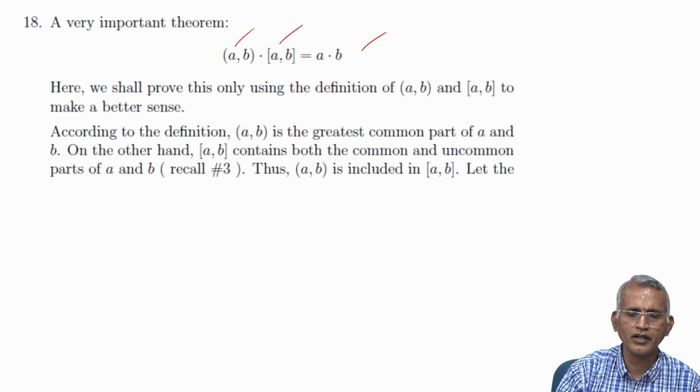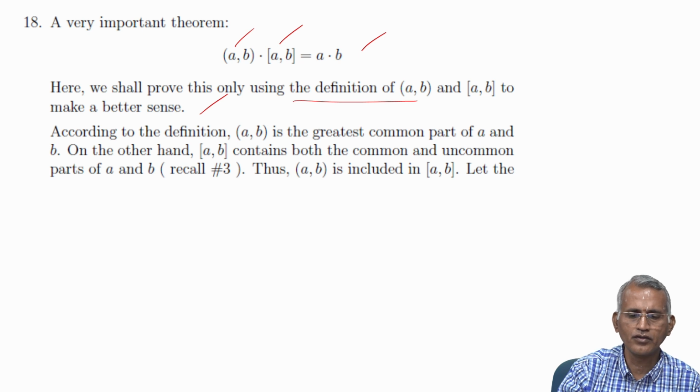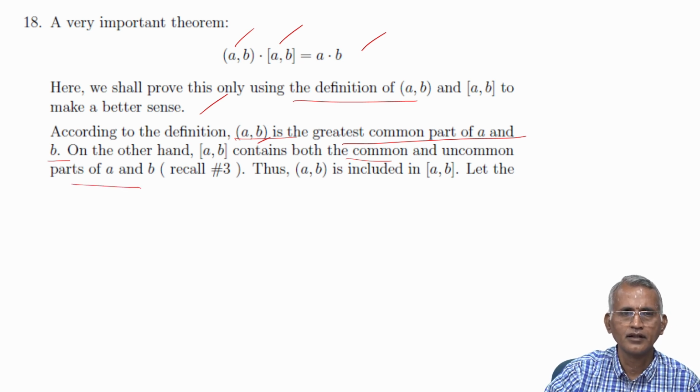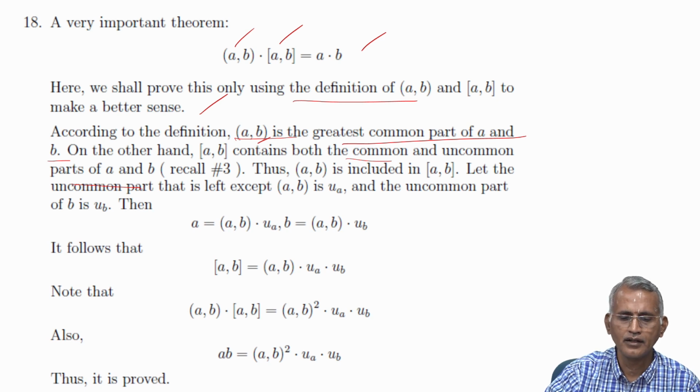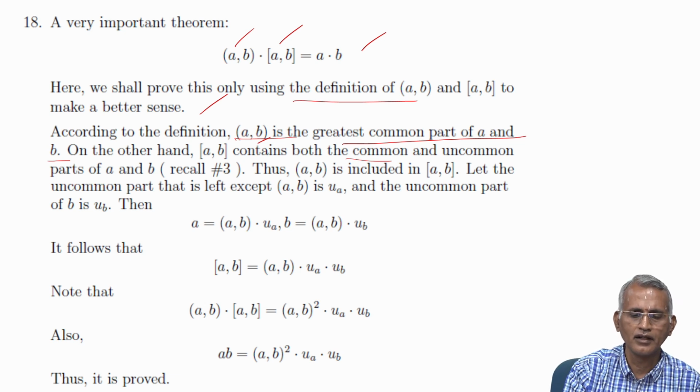We shall prove this using only the definition of GCD and LCM, to make better sense. According to the definition, the GCD of two numbers is the greatest common part of A and B. On the other hand, the LCM of A comma B contains both the common and uncommon parts of A and B. Thus, the GCD of two numbers is included in A and B, and then we have a common factor left.